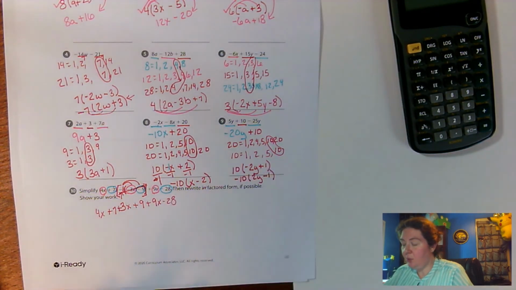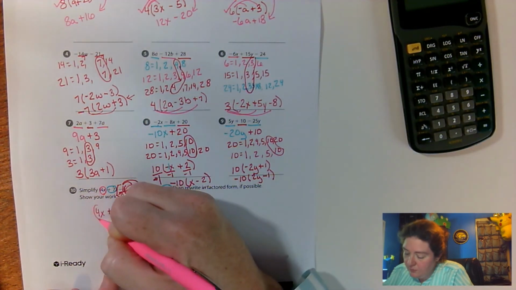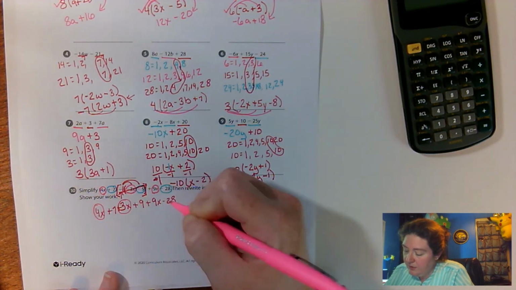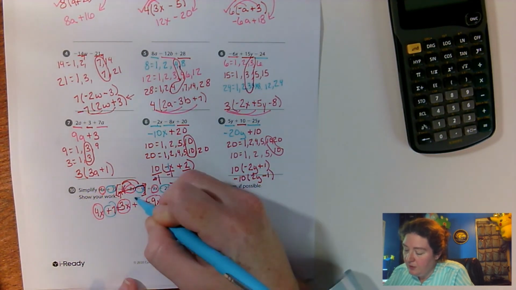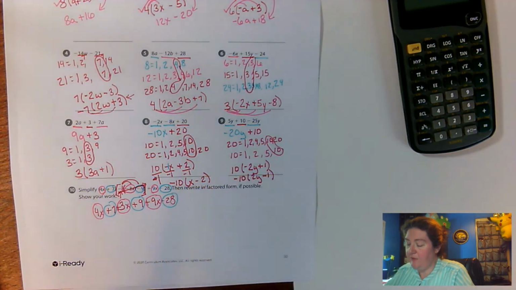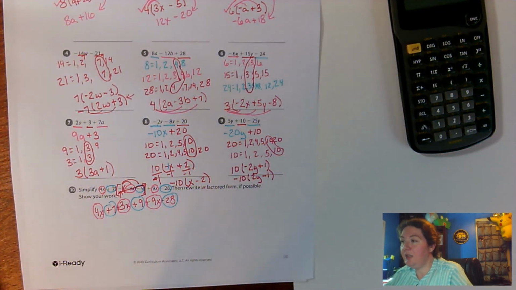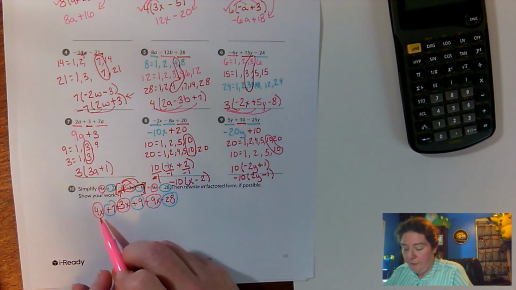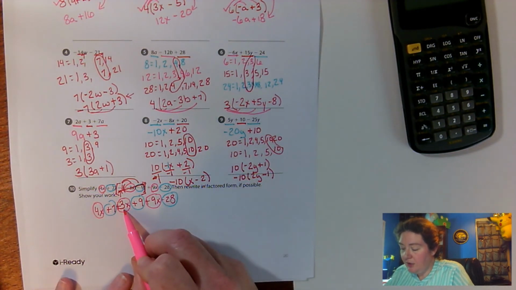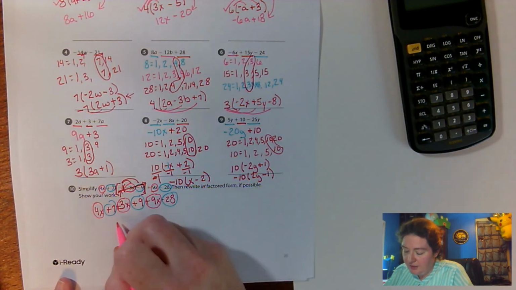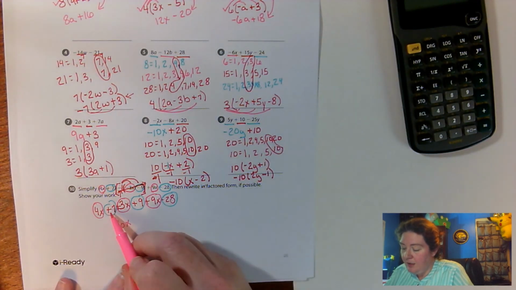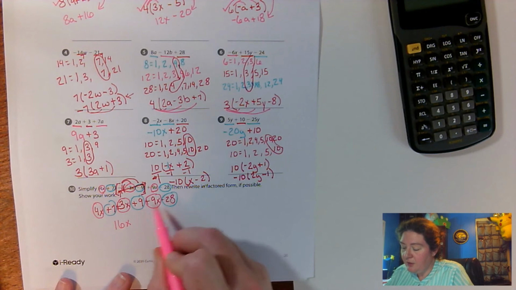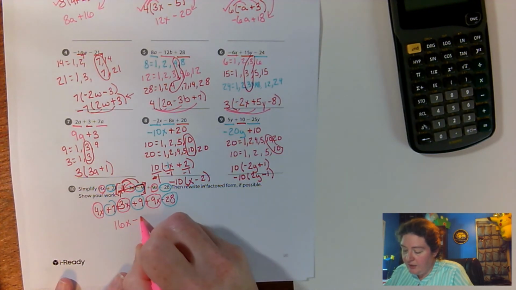Now, here's my new problem. I've got x family, x family, x family, plain Jane family, plain Jane family, plain Jane family. Now I need to put my families together. 4 plus 3 gives me 7. 7 plus 9 gives me 16. I can't forget my family name. 7 plus 9 minus 28 gives me 12.